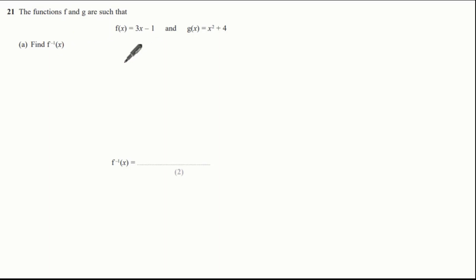So a nice little trick is to rename f of x as y. So now I have y equals 3x minus 1. Currently, y is the subject. And because we want to find the inverse function, that means we need to make x the subject. So I'm going to rearrange by adding 1 to both sides and then dividing by 3. So therefore I have x to be the subject, giving x equals y plus 1 over 3. Now remember, this is the inverse function, so we have x plus 1 over 3.